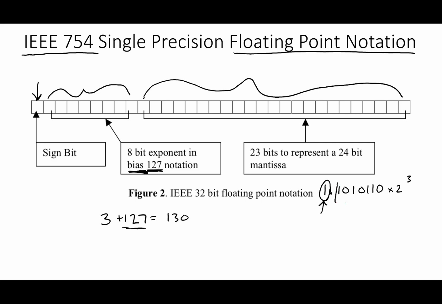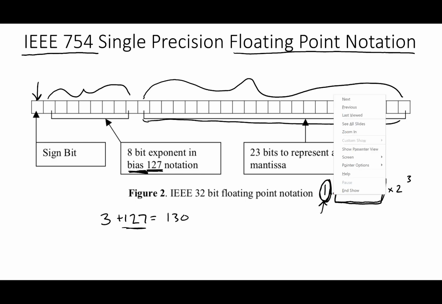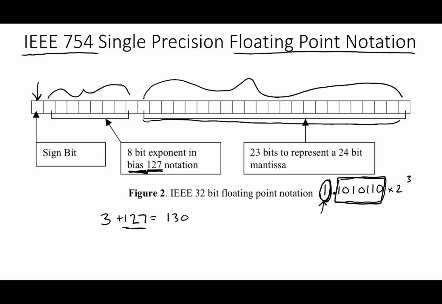So the only part of the mantissa that we're going to be putting into this floating point number is the part that comes after the radix point. By doing that, we can represent a 24-bit mantissa with only 23 bits. We're just always going to assume that the number before the radix point will always be 1.